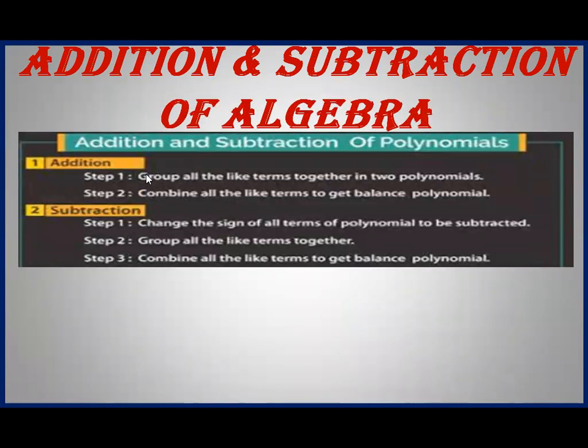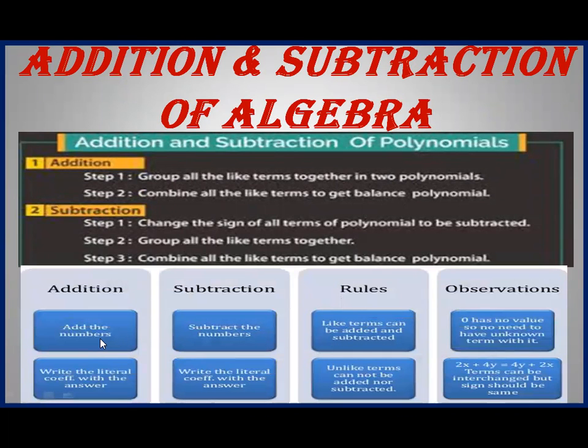For addition, group all the like terms together in the two polynomials. Combine all the like terms to get the resulting polynomial. For subtraction, change the sign of all the terms of the polynomial to be subtracted. Group all the like terms and follow the addition rule. Add the numbers, write the literal coefficient. Subtract the numbers, write the literal coefficient. Rules: only the like terms can be added or subtracted. Unlike terms can be neither added nor subtracted.